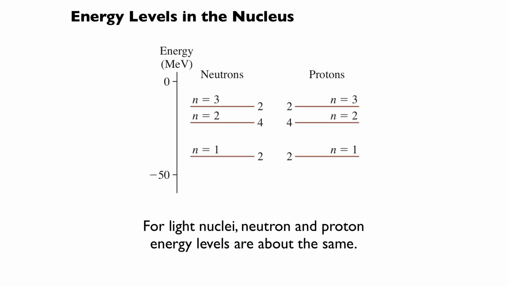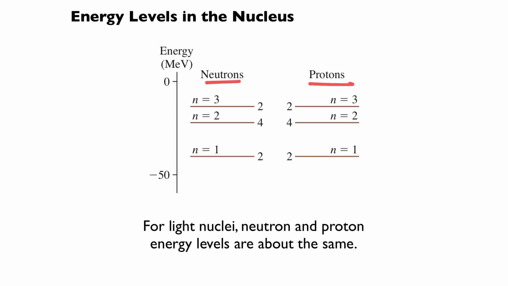Now let's look at energy levels in the nucleus. If you draw an energy level diagram for a nucleus, it's similar to the energy level diagram that you would draw for an atom, where you've got different energy levels and you can put in different particles, except the difference is inside the nucleus you've got 2 kinds of particles. You've got neutrons and you've got protons.